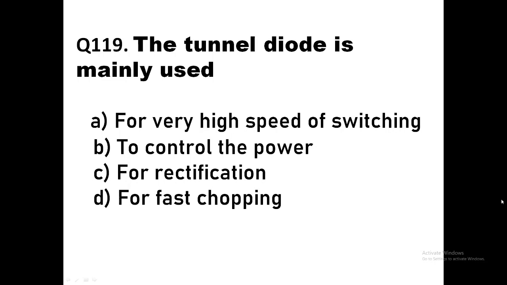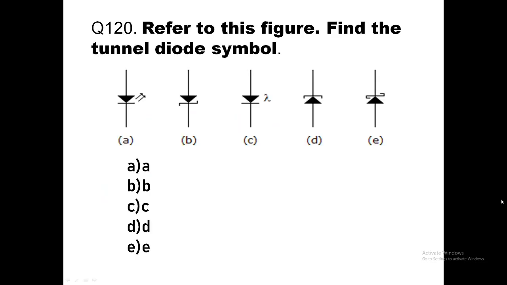The tunnel diode is mainly used for, okay, very high speed switching, or to control the power, for rectification, or for fast chopping. So chopping is not there, rectification is not there, control of the power is not there. So it can be used for very high speed switching because it has a thin junction and it can work at a higher frequency. So it can be used for very high speed switching. Okay. Then we'll go to the next question, question number 120.